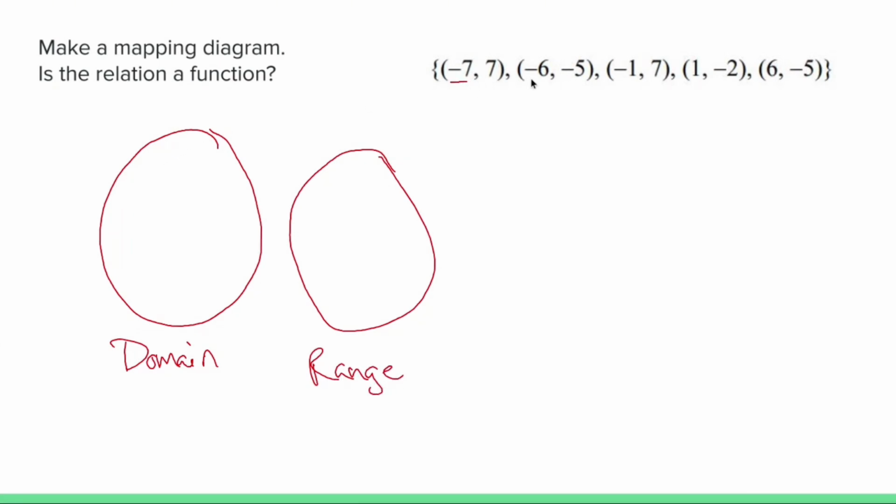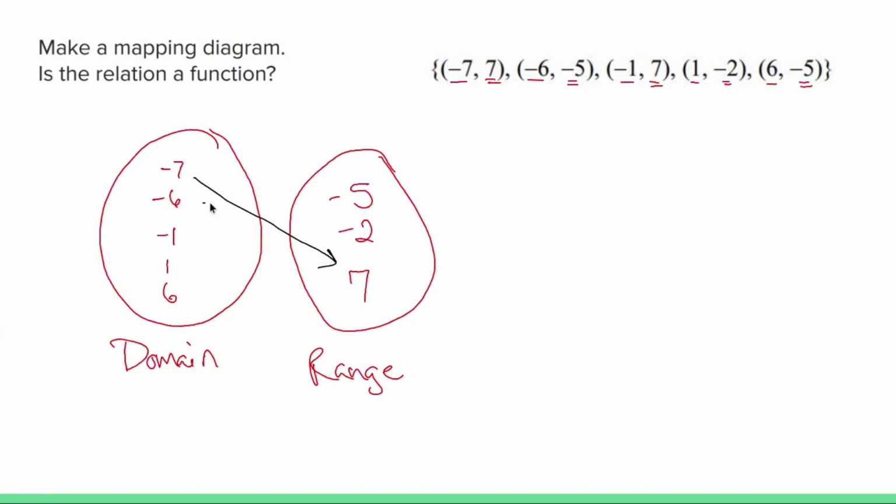So -7, -6, -1, 1, and 6 are already in order. So -7, -6, -1, 1, 6. My range is going to be 7, -5, 7 again, -2, -5 again. So -5, -2, 7. And then we map. -7 goes to +7. Nope.